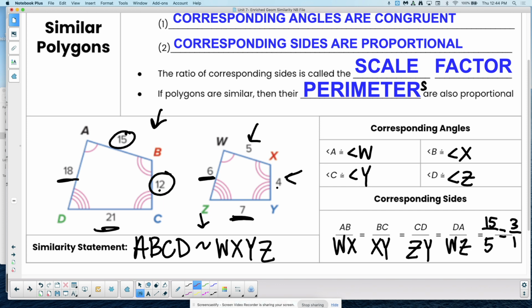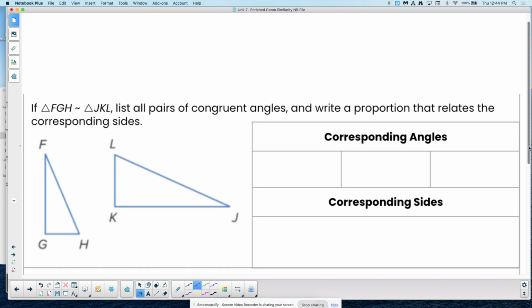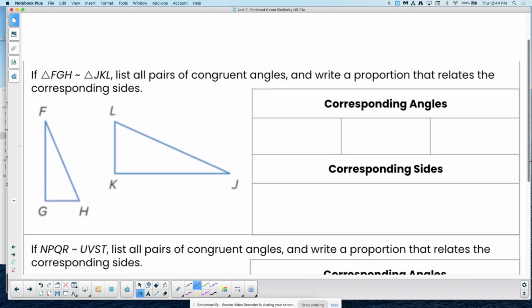All right, let's try another one. Let's look at these triangles here. We're told that they are similar because we have this similarity statement. I like using that more so than the picture because sometimes I get lost since they're different sizes, and sometimes I rotate them on you or reflect them, so it's just easier for me to look at my similarity statement.